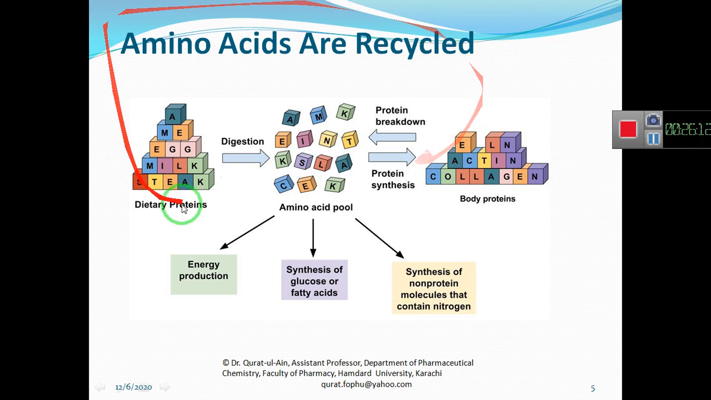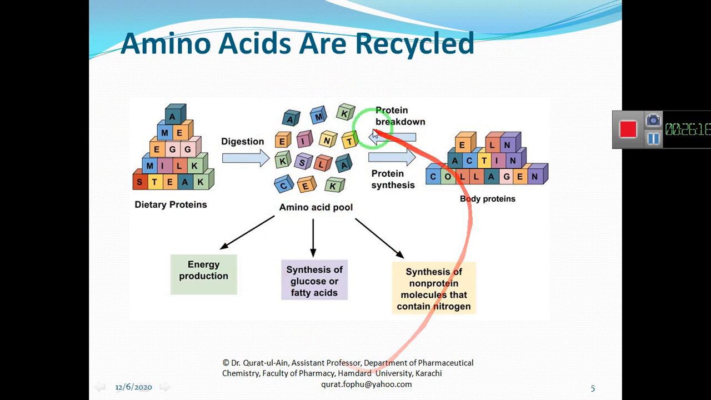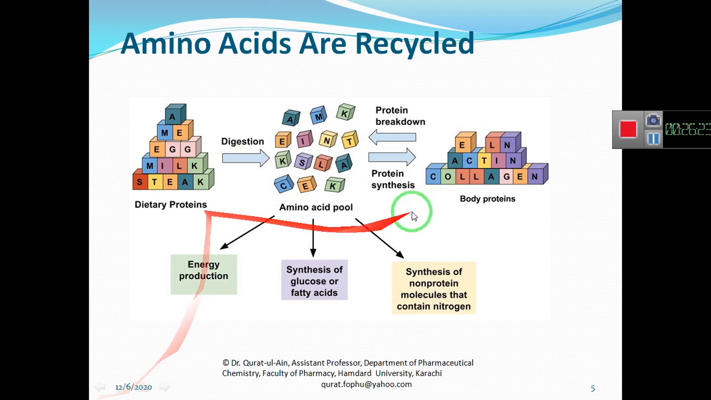So when the polypeptide chain is broken down into smaller amino acids, and then the amino acids reach the liver, what happens in the liver? The liver decides what will be the fate of this amino acid. Actually, the liver has small stores of amino acids, which we call the amino acid pool. So this is the small storage of the amino acids.